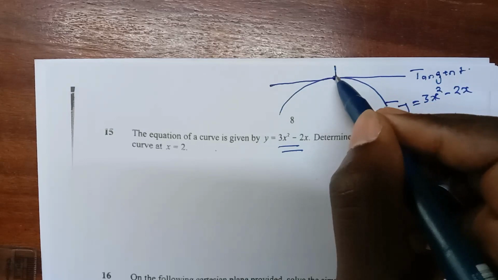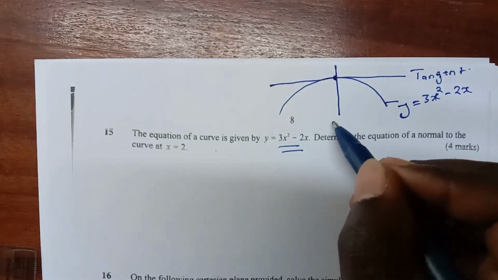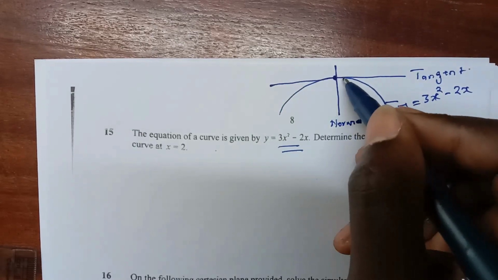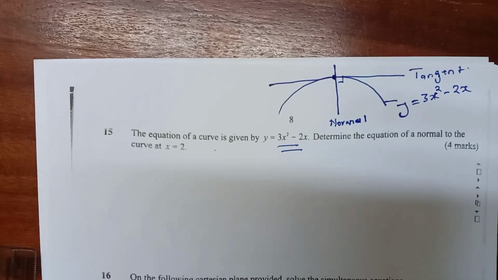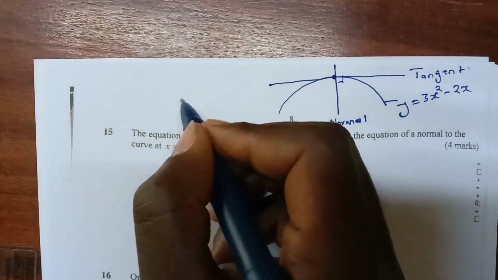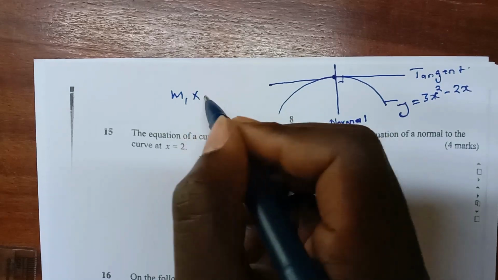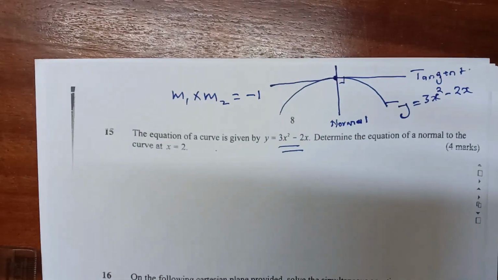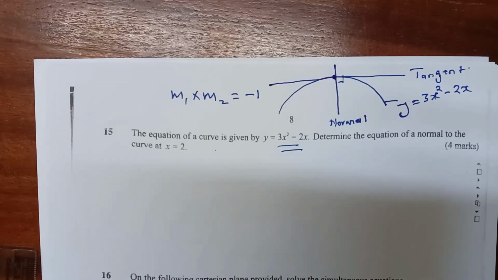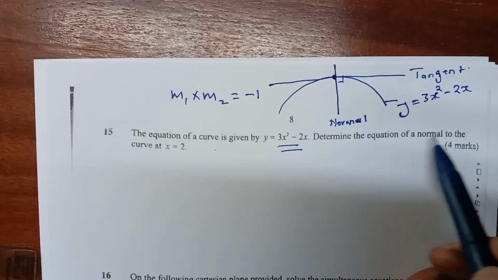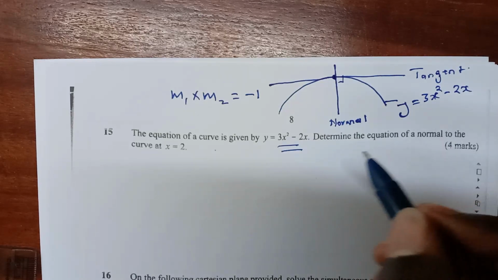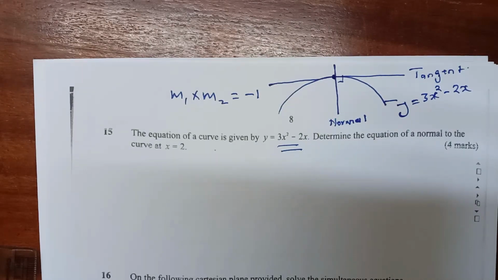Then you have the normal. The normal meets the tangent at 90 degrees, at a right angle. So it means that if you take the gradient of the normal multiplied by the gradient of the curve or tangent at that particular point, it should give us -1. So they want us to determine the equation of a normal to the curve at x equals 2.